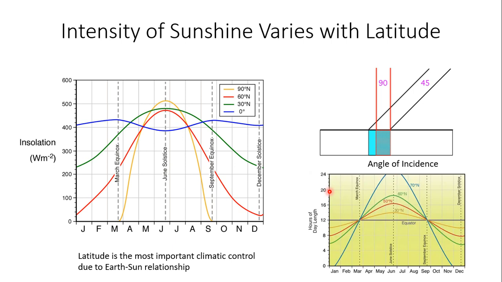So we factor this all in: incoming solar radiation, how much of the sun's energy is intercepting the Earth's surface. We look at the angle at which the sun is above the horizon, very important. And then we also look at the hours of daylight throughout the course of a year based on latitude.